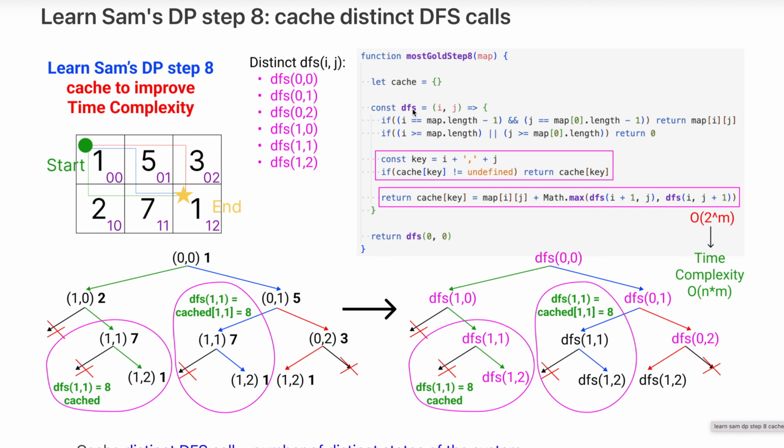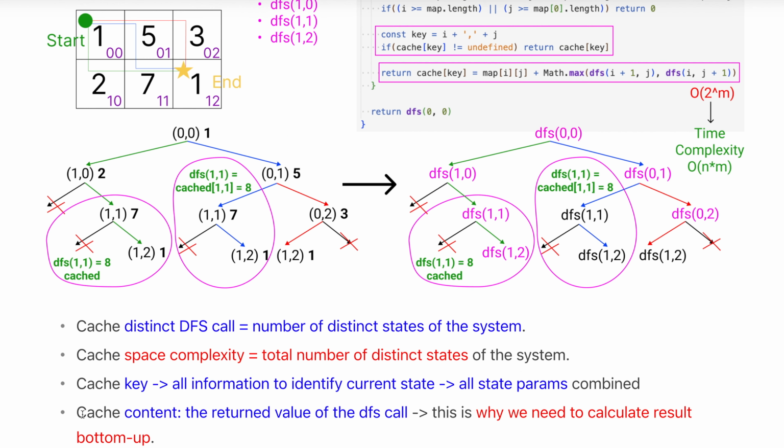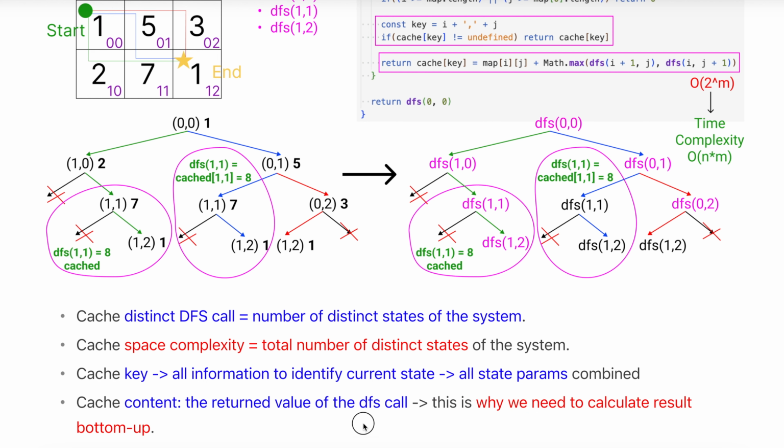So when we run a depth search, we're gonna create the key with i and j, and we check the cache. If it's not undefined, that means that we have visited the state before. We can just return the value of the cache. Otherwise, we run everything as normal, and once we have the result, we put it in the cache, and then we return the value. So our cache content is the returned value of the depth search call. And this is also why we need to calculate the result bottom up.